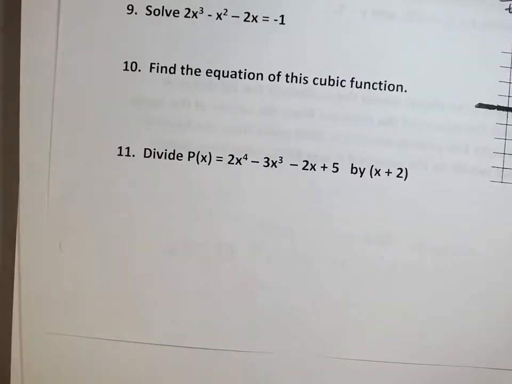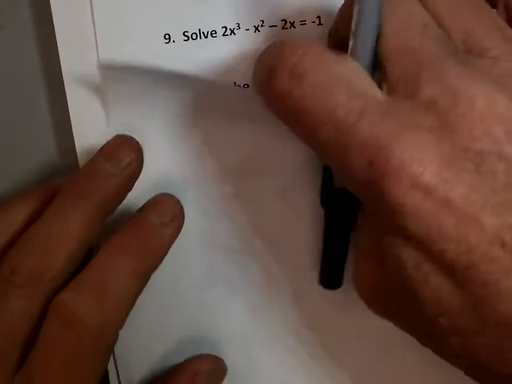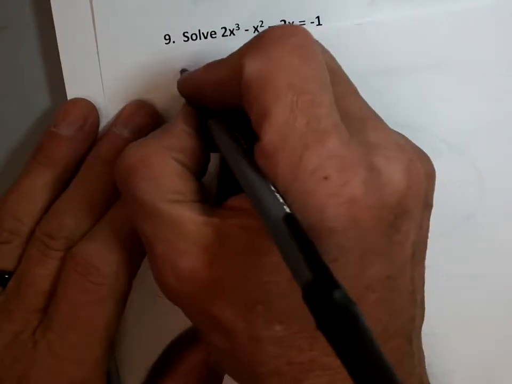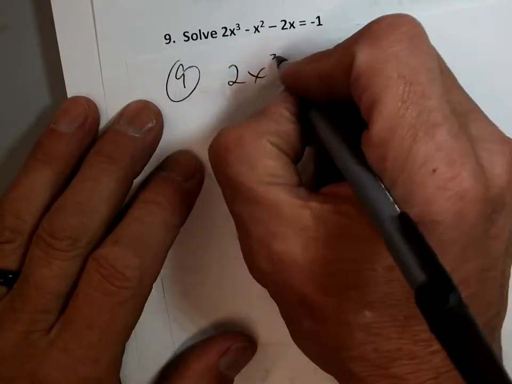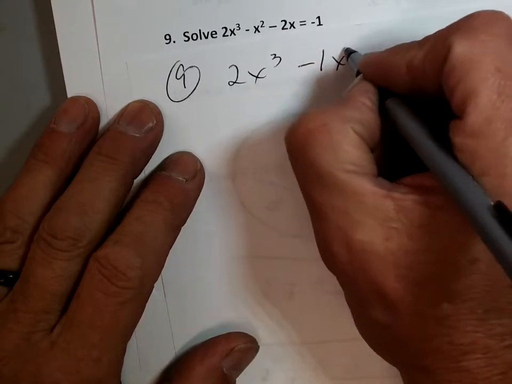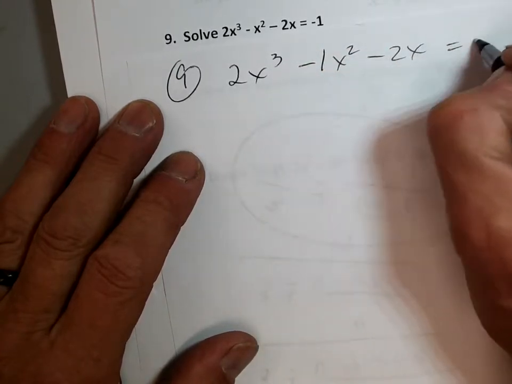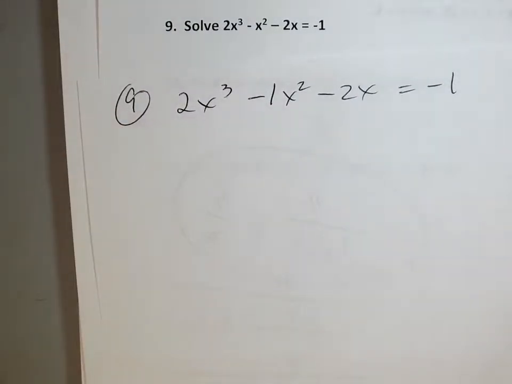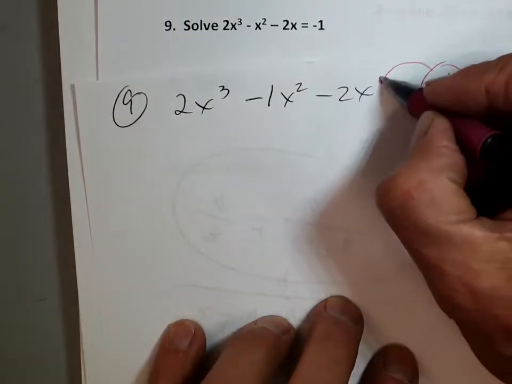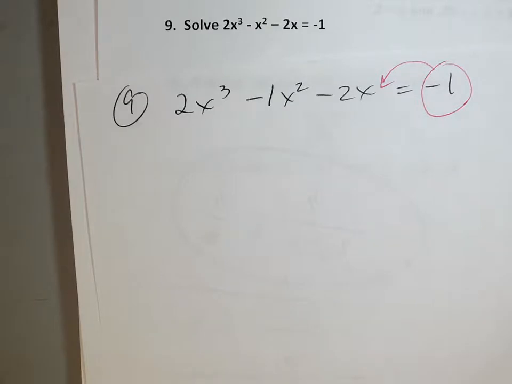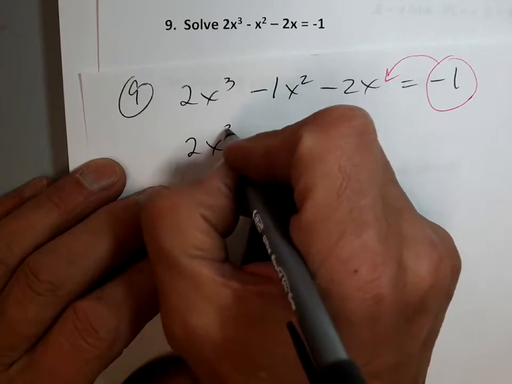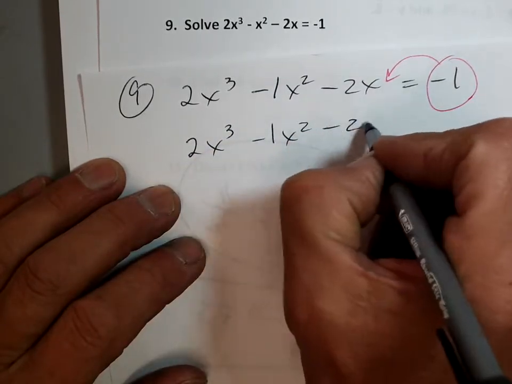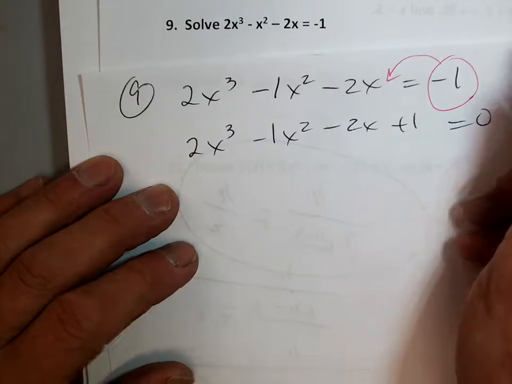Okay. All right, number 9. Let's factor. I'll do number 9 on a separate sheet of paper because I need room. I'm going to go 2x cubed minus, and put a 1x squared here because it's going to help me, minus 2x equals negative 1. Well, I've got to make it equal to 0, so I'm going to bring the negative 1 over by adding it, and I have to put it in order. So rewrite this as 2x cubed minus 1x squared minus 2x plus 1 equals 0. That's the first thing I did, get them all together.